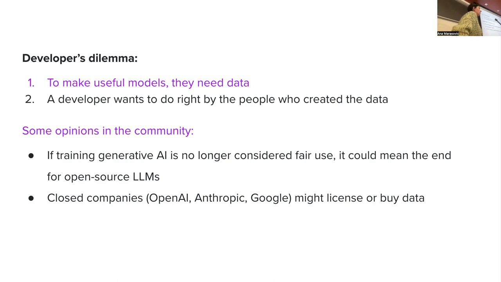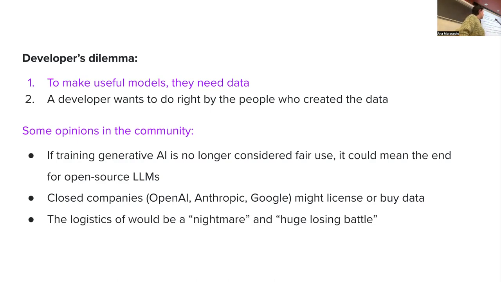This is a nightmare, and I think I have put it somewhere, people I engage with said this would be a nightmare and a huge losing battle, because that would mean that you need to engage with every publisher, every news publisher, scientific journal publisher, every single publisher, and negotiate a license with them. So people in open source do think that this fair use argument is going to stick around.